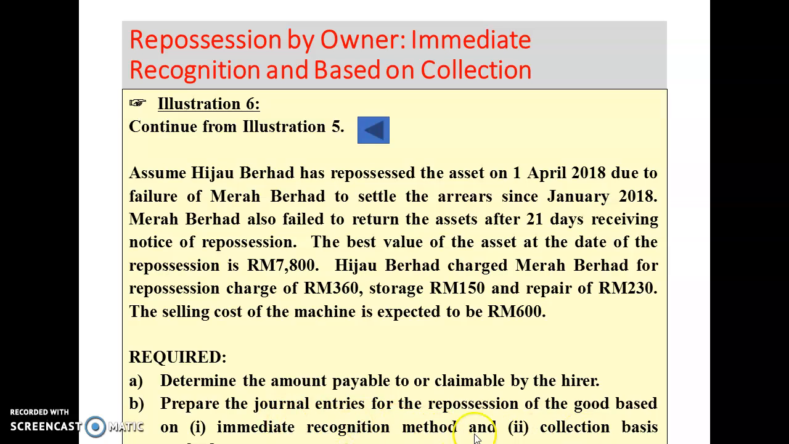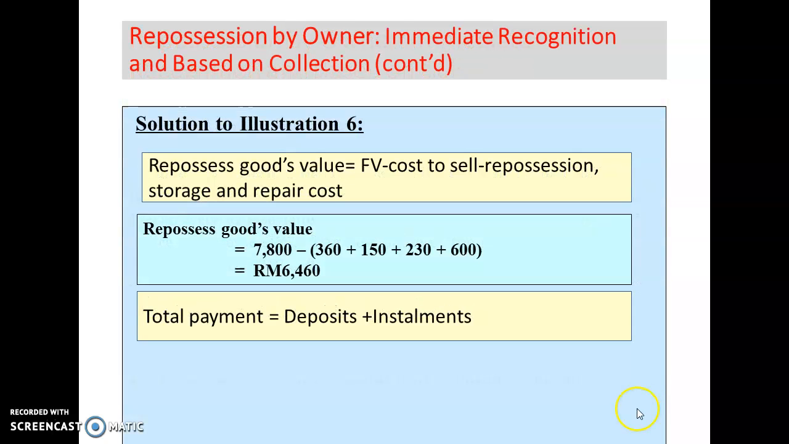These differences are reflected when you want to calculate the deferred gross profit. Other than that, it's all the same, but when it comes to deferred gross profit, you need to make sure whether it is the immediate method or the collection basis method. We're going to look at that in the answers. So the first step, remember there's a repossession, either in the book of hirer or owner. You need to check who needs to pay for the differences. This is the formula used.